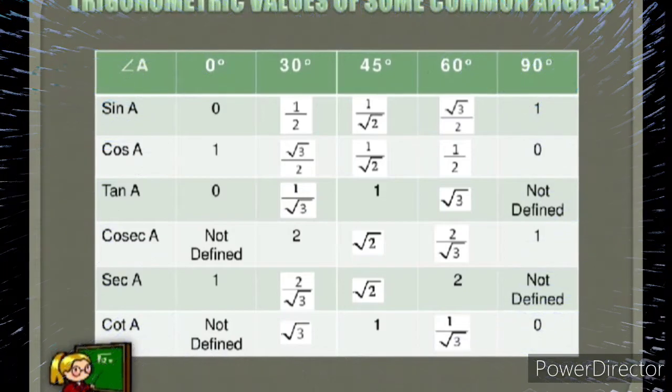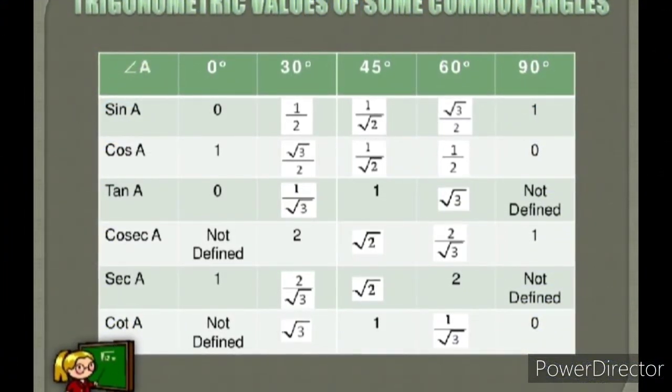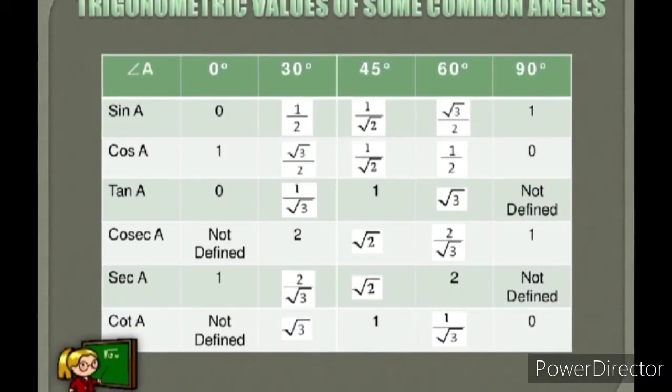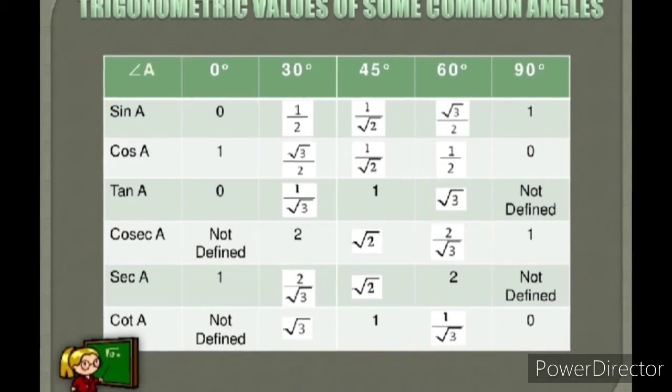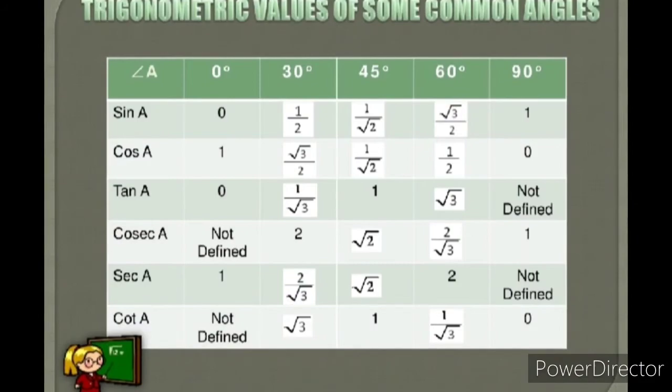Okay. Trigonometric ratios of some specific angles. The values of various trigonometric ratios of 0 degrees, 30 degrees, 45 degrees, 60 degrees and 90 degrees. Learn the tables very well, children.